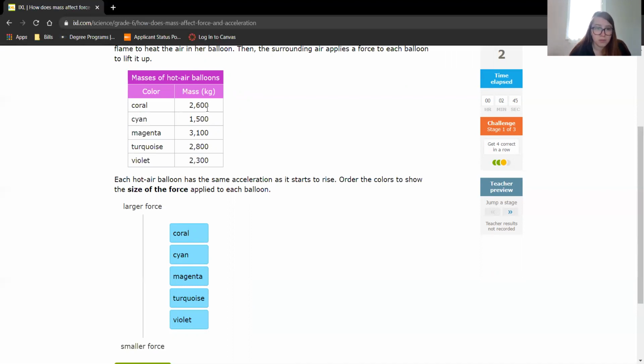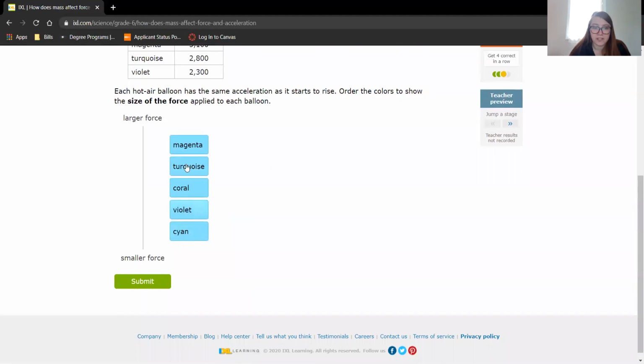So our lightest balloon is this cyan. Cyan, I think, is like a blue color. So cyan, then our next one is going to be violet. It's 2,300 kilograms. Where did violet go? Oh, it's already there. Ha. And then coral, because 26 is less than 28, followed by turquoise, and then magenta. Lightest takes less force, heaviest takes more force.